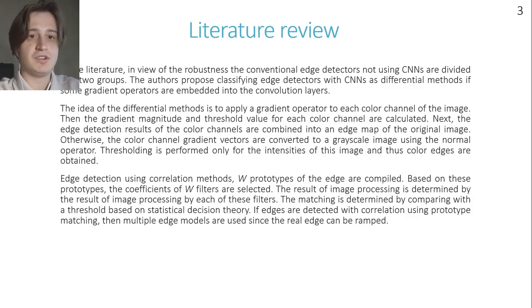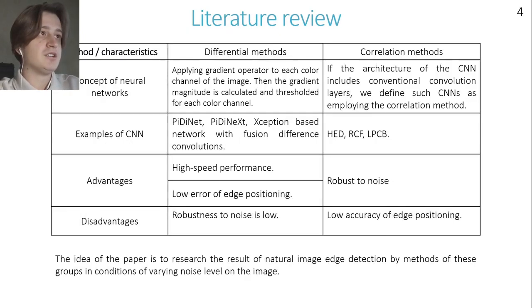Here we present a comparing table for the proposed method. Here we have a concept of neuronal network, an example of it, and advantages and disadvantages for all. The idea of the paper is to research the result of natural image edge detection by methods of this group in condition of varying noise level on the image.